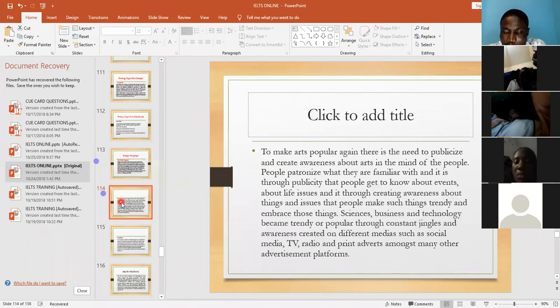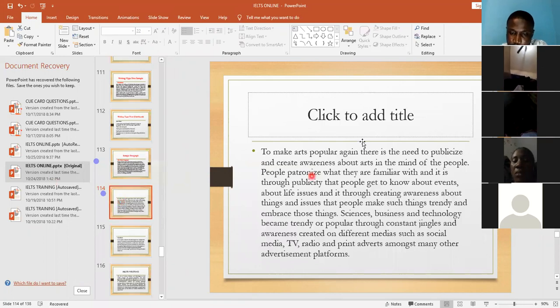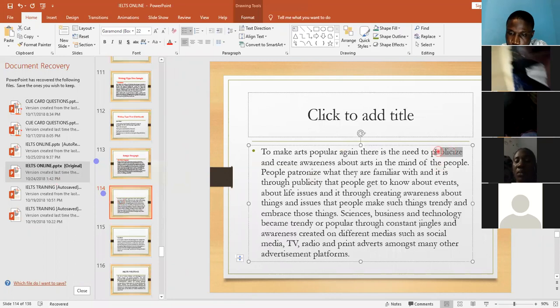Now, when it comes to using alternate words, and alternate words means synonyms. Okay, let me highlight some synonyms that I've used here. I have used publicize.